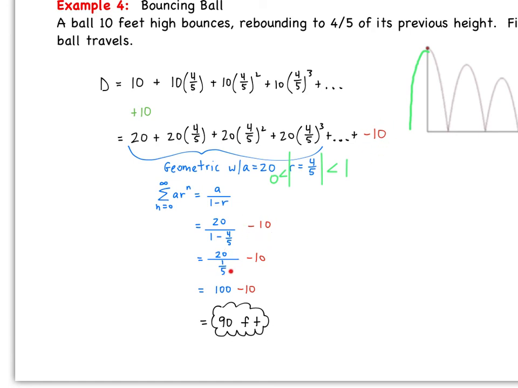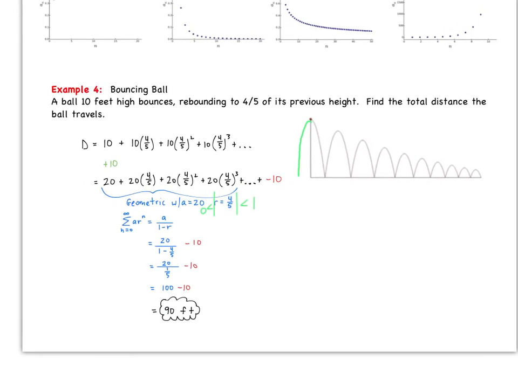Just cleaning everything up, we get the sum of the geometric series to be 100, but again, we have to subtract that 10. So we get the total distance traveled is 90 feet.